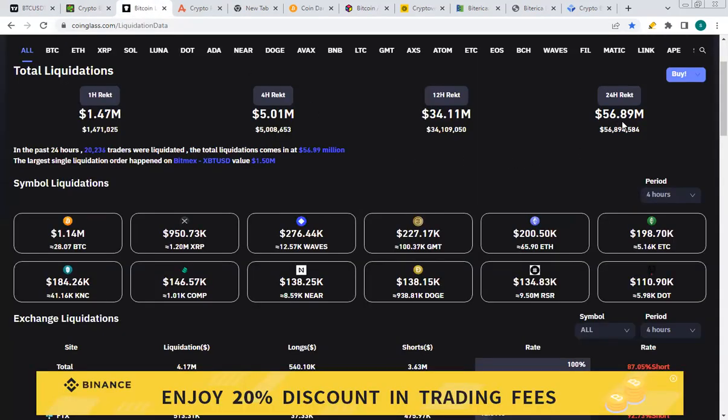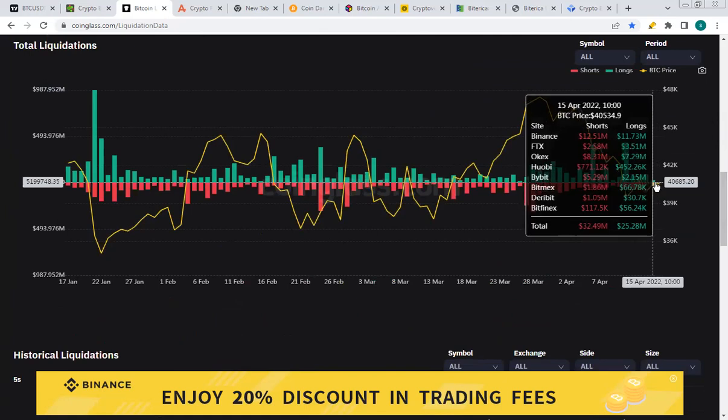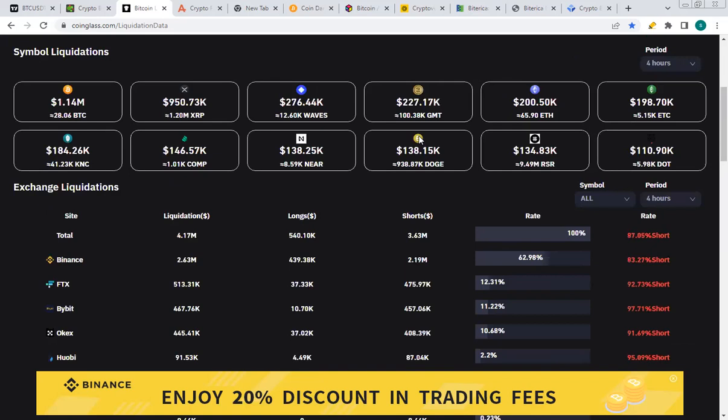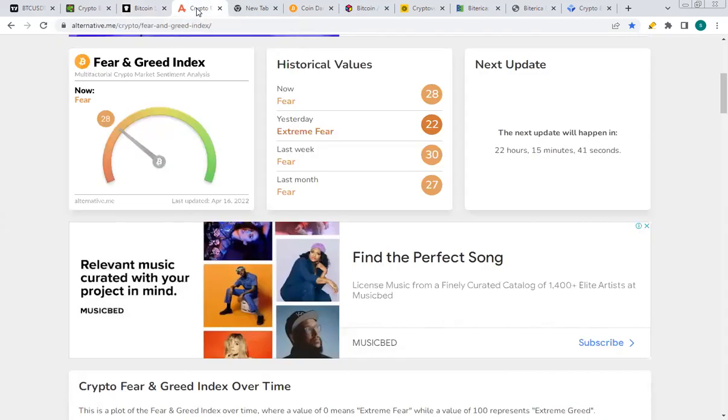Liquidations today, 56.89 million of liquidations. And it's fairly equal, 25 million of longs liquidated, 32 million of shorts liquidated. So more shorts liquidated than the longs. Depends on your point of view, but that could be a good thing to see. Fear and greed in the fear at 28.